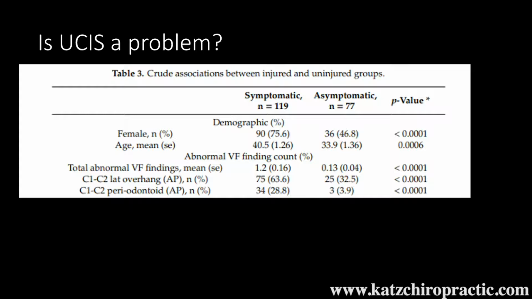Now, is upper cervical instability, UCIS, a problem? Well, let's take a look at what we found in our paper. What you can see here, C1-C2 lateral overhang. We found that in 63% of the injured patients and only 32% of the non-injured. The C1-C2 periodontoid space, another measurement we take, we found in 28% of the injured and only 3.9% of the non-injured. What's interesting is we never saw both on an asymptomatic individual. So if there was both, according to this data, it's about 100% likelihood of injury.